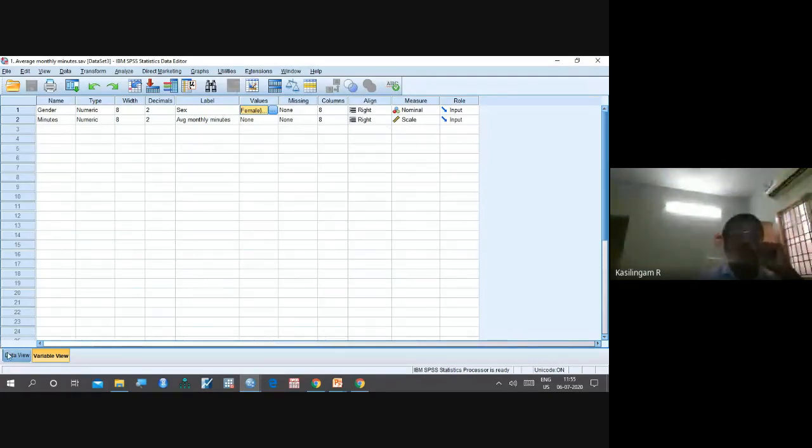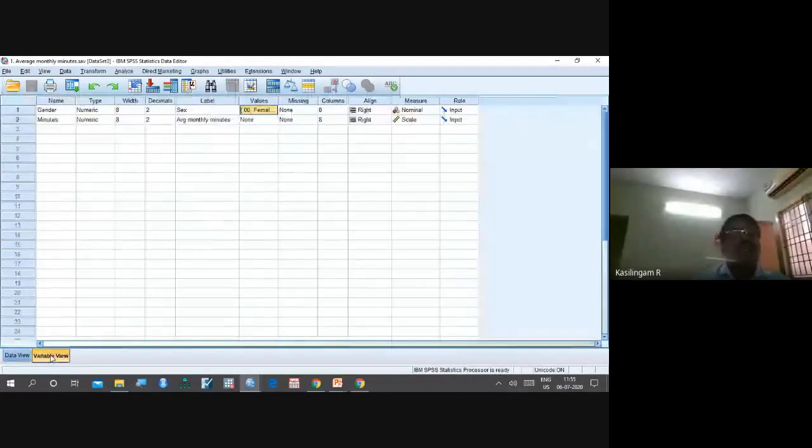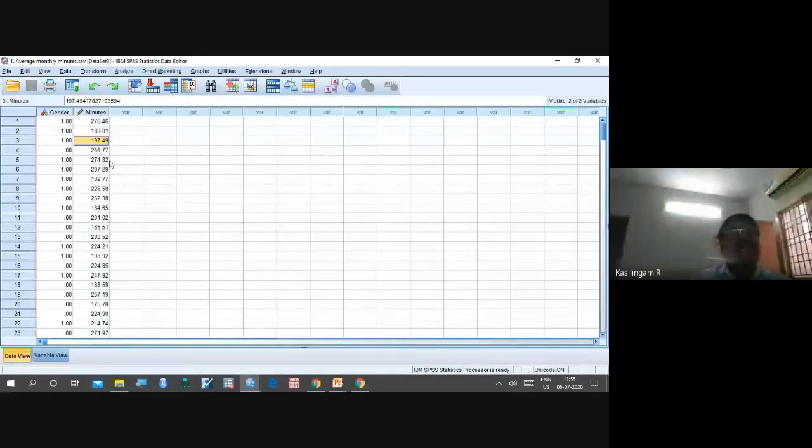Then average monthly minutes is scale. Now let us look at the data. This is a categorical variable. I have 1 and 2. Here I have a metric variable, average monthly minutes. I can find out the mean.